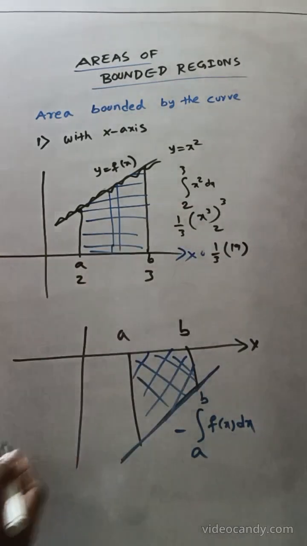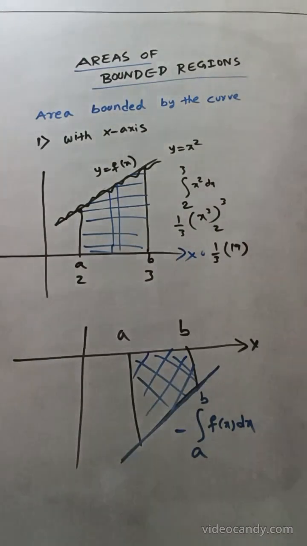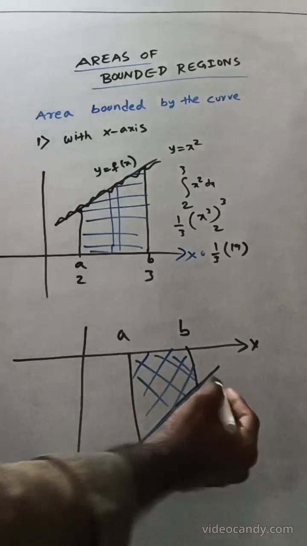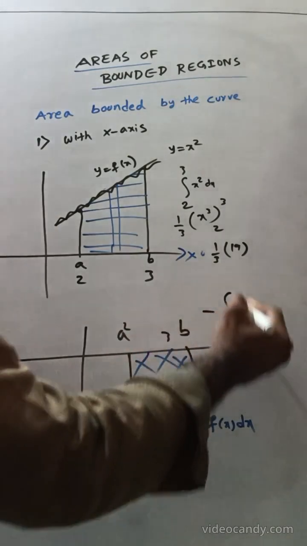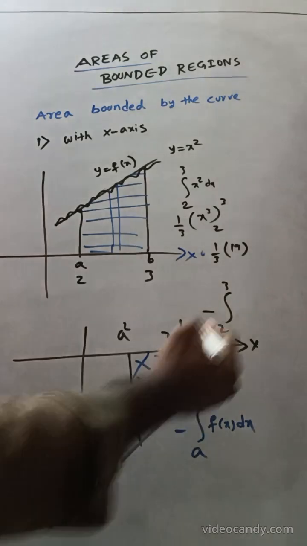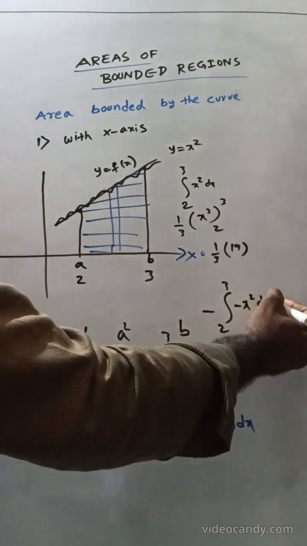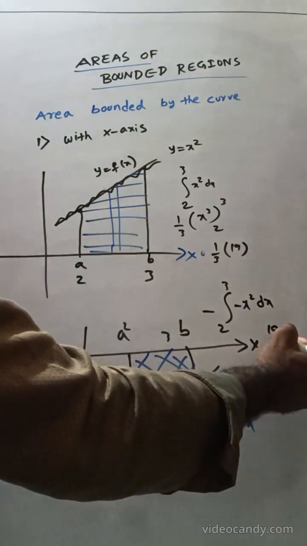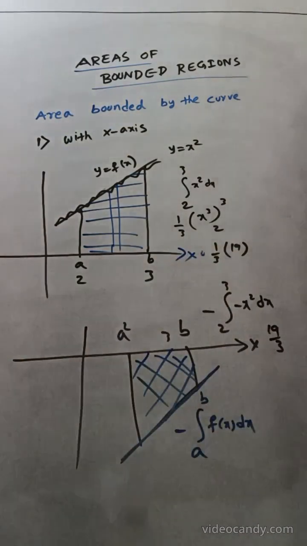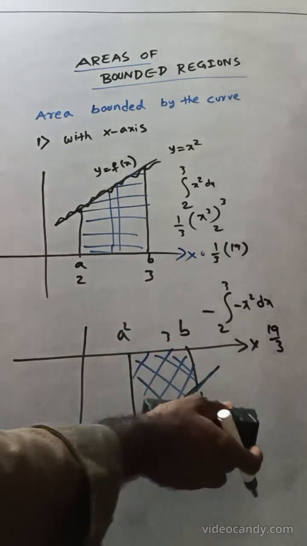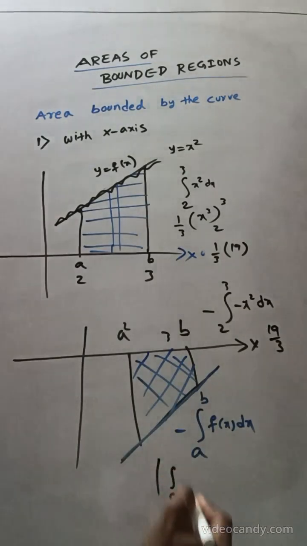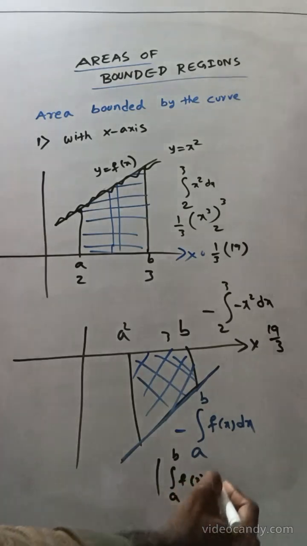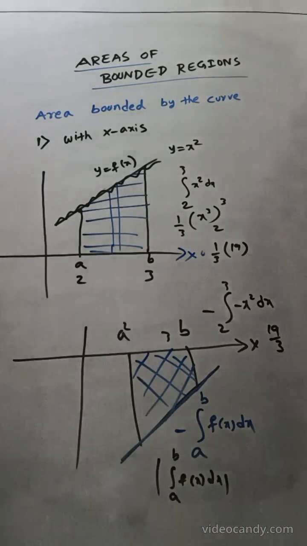Suppose this is coming on the negative side. So what is the curve? Minus of integration 2 to 3, as the curve is on the negative side, minus of x square dx. So again you will get the answer 19 by 3. Clear? If you have confusion with this negative part, you can keep this as a mod, integration a to b f of x dx. Why? Because the area cannot be negative, it should be positive.